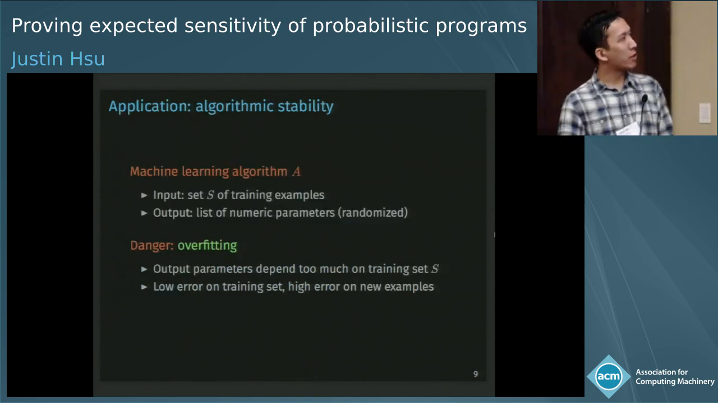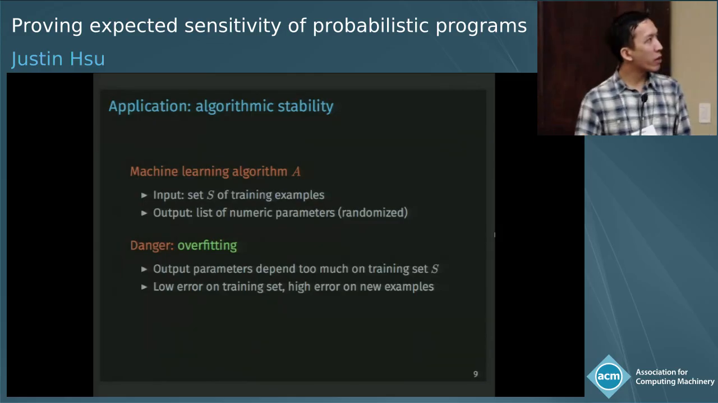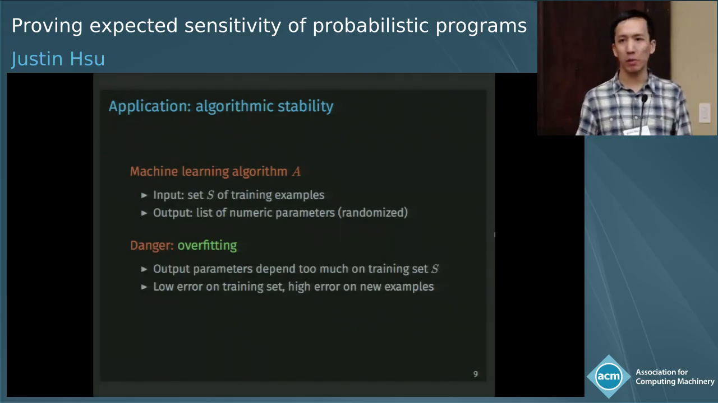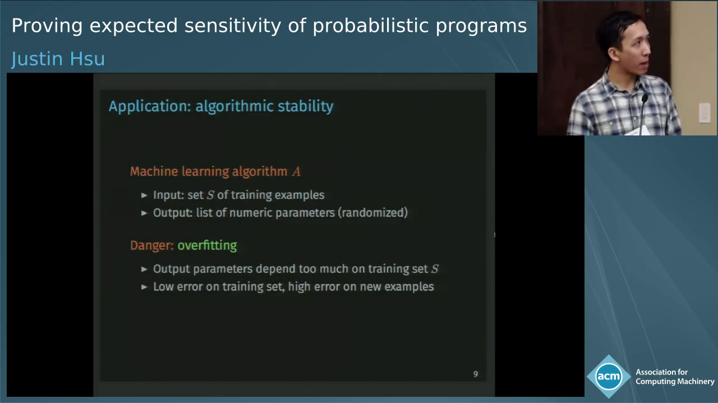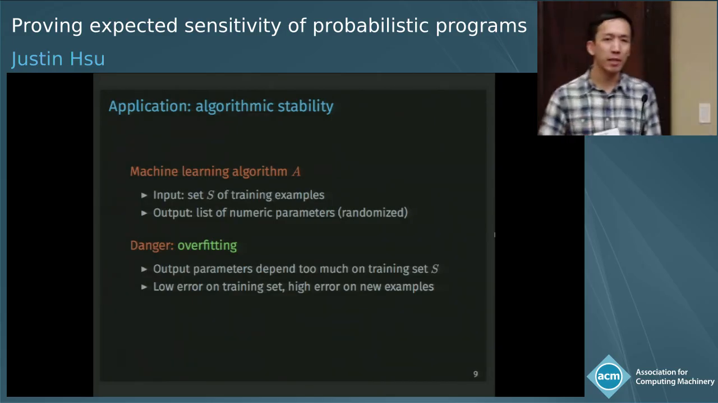So to sketch this setting, in machine learning, we might have an algorithm which I'll call A, and it takes as input a set of training examples, a set S, and it's going to output a list of numeric parameters. So it's going to learn some parameters about the world, given some training examples. And in many situations, this learning algorithm itself might be randomized, maybe for performance reasons or for regularization.